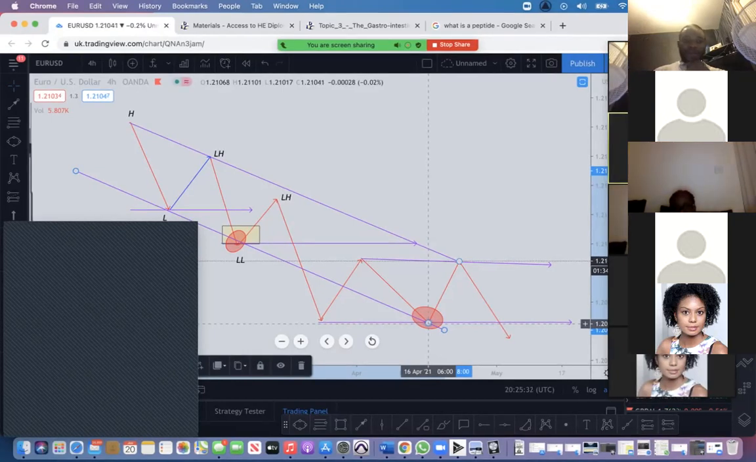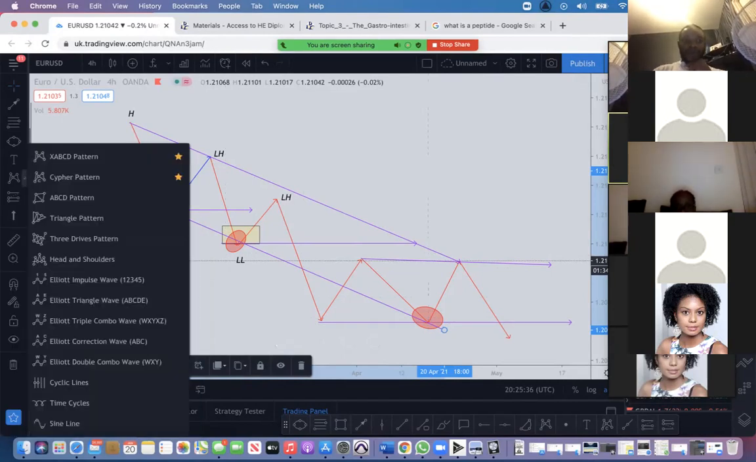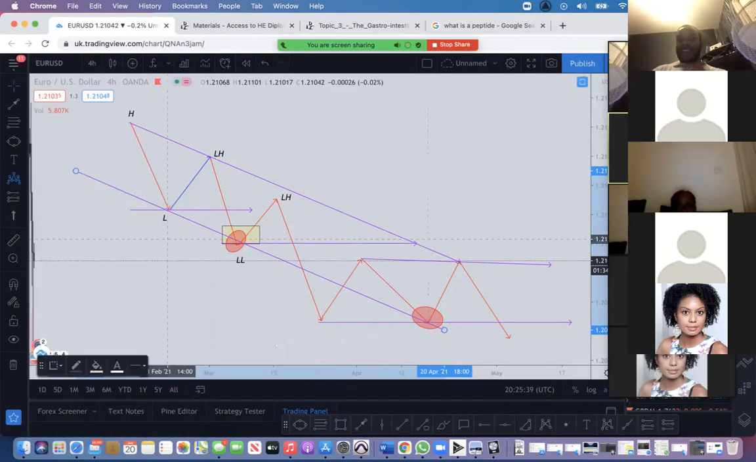Fab. Now look at what's happening over here. As price is about to reverse, look at what shape we have here.